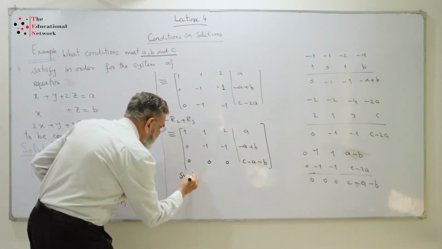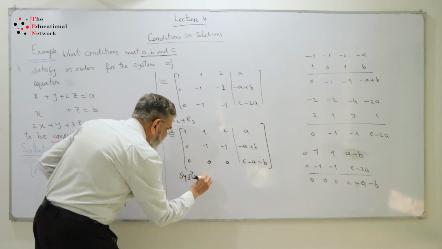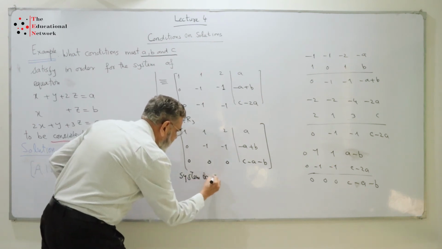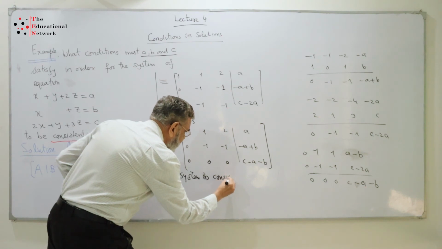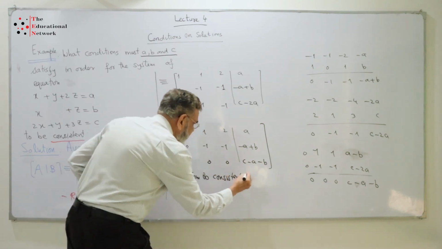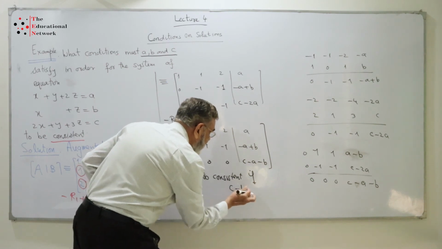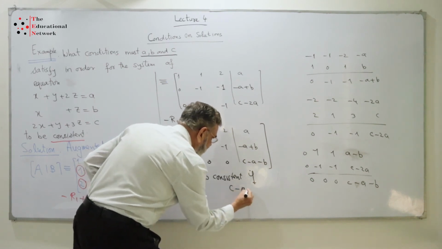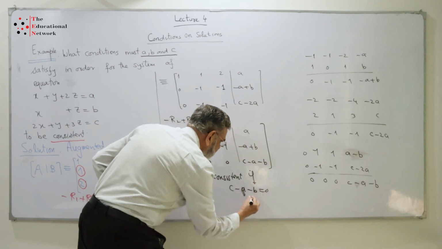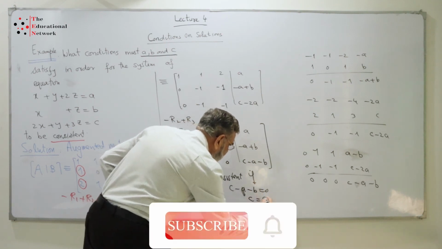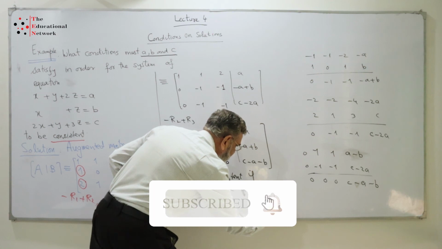That gives me the condition of consistency. The system is consistent if we get c minus a minus b equal to 0. That gives me the condition c is equal to a plus b, and this is my solution.